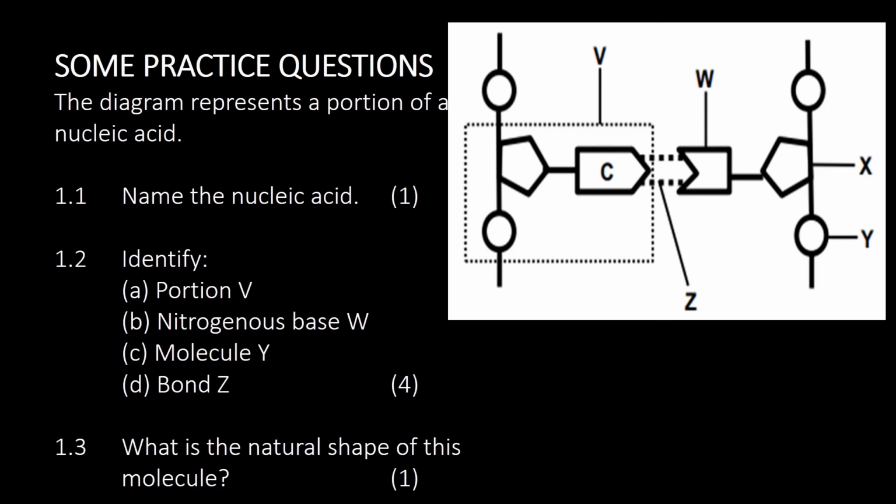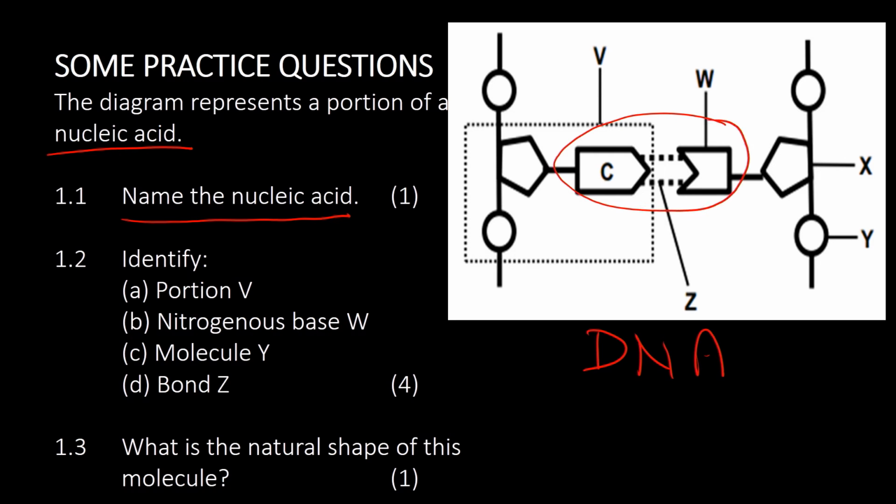Okay, so we're going to start off with this one. This is a fairly simple one. It's a diagram showing a portion of a nucleic acid. First, you have to name the nucleic acid, and if you look at it, it's obviously DNA. And how do we know that? Because it is 2 chains joined together at the bases. Then you have to be able to identify what is portion V, and portion V points to this little square, and that is, of course, a nucleotide.